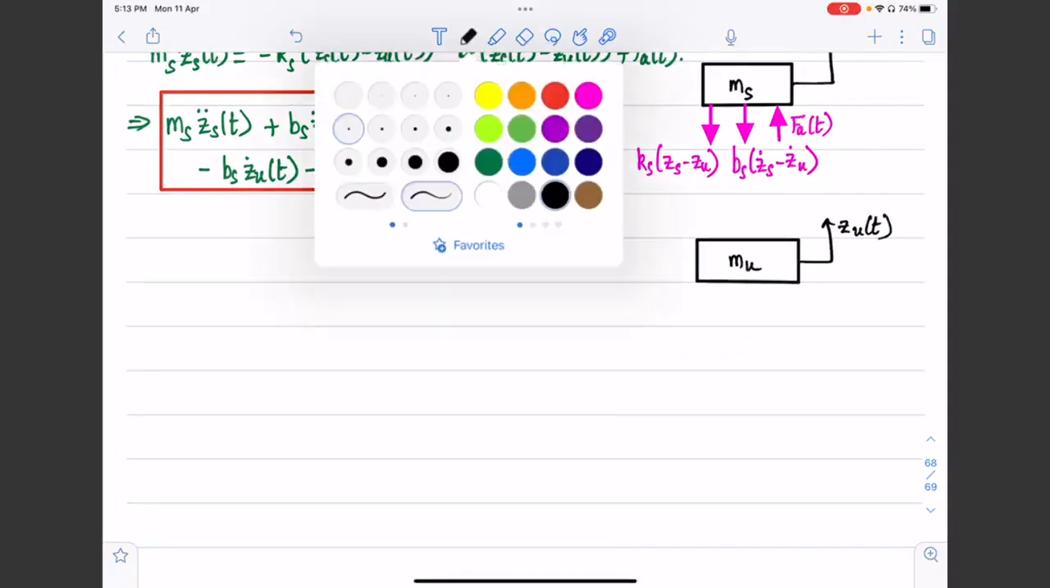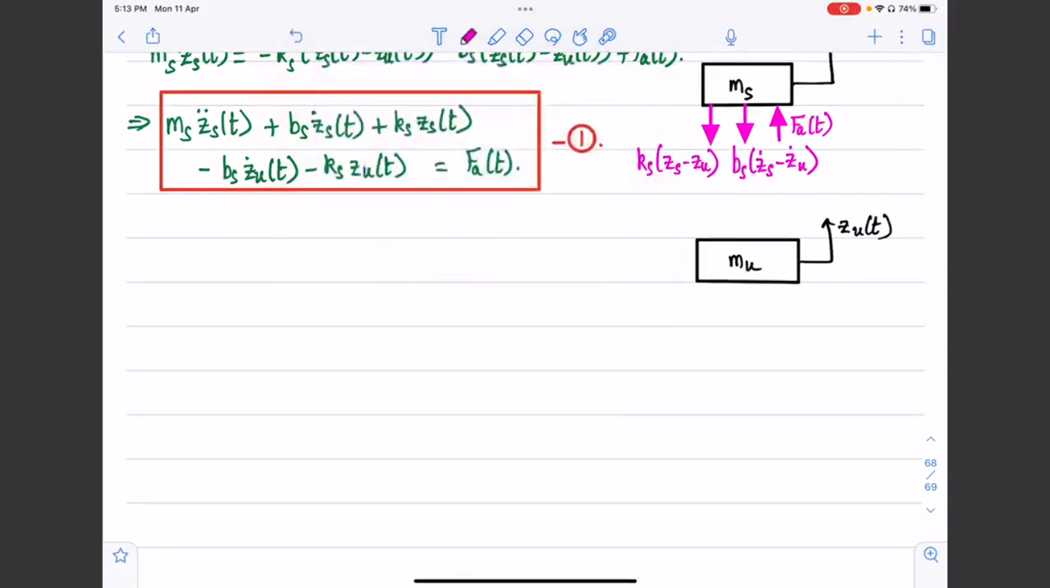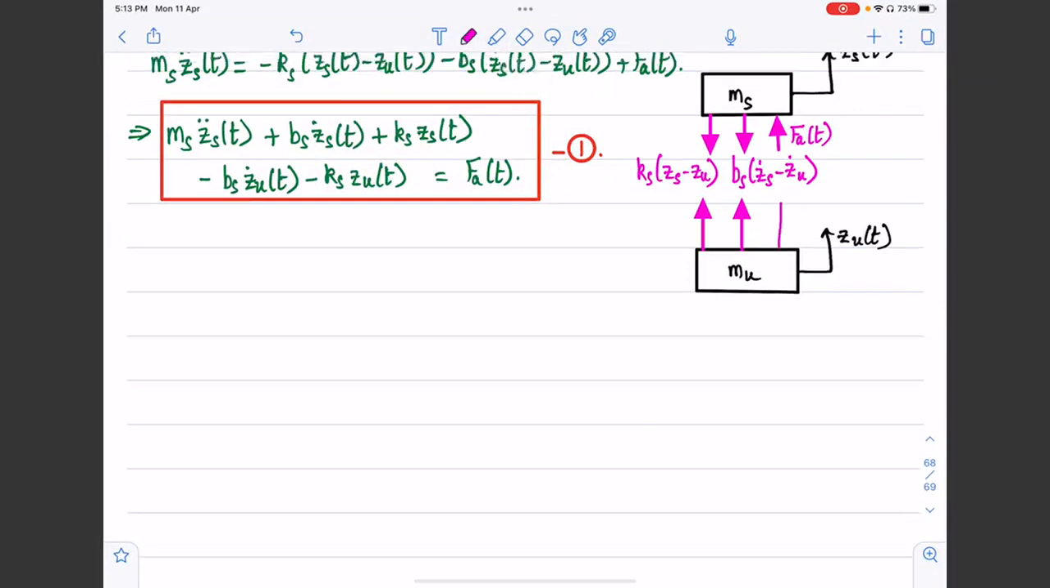Now, what will happen to the corresponding forces by Newton's third law of motion? Ks times (Zs minus Zu) will act upwards. Ds times (Zs dot minus Zu dot) will also act upwards on mu. And Fa will be acting downwards. So that's the free body diagram of the unsprung mass. I hope it is clear how we have drawn this diagram.